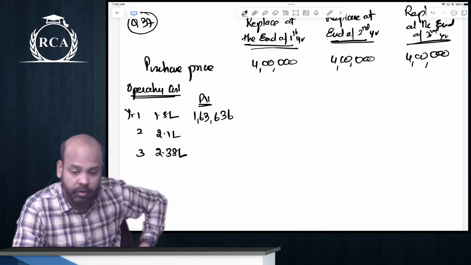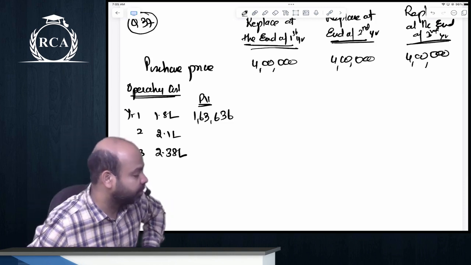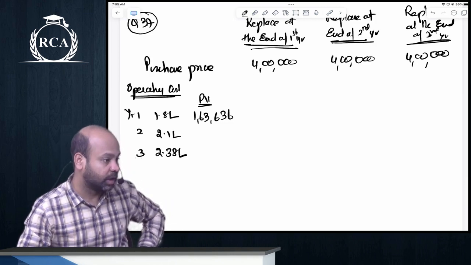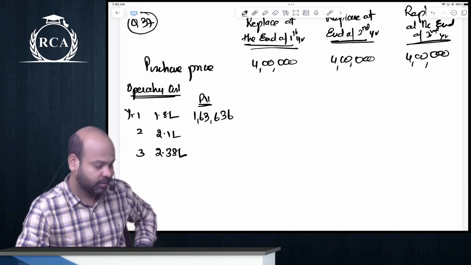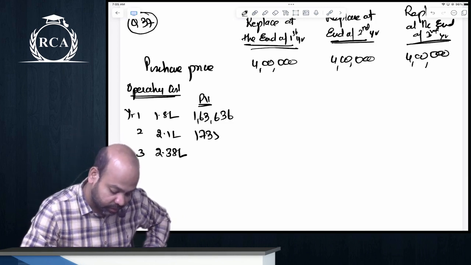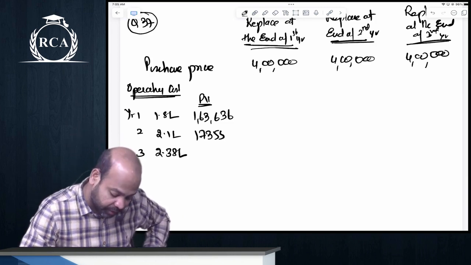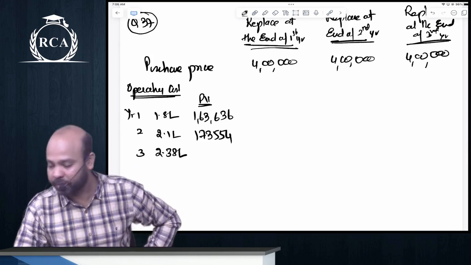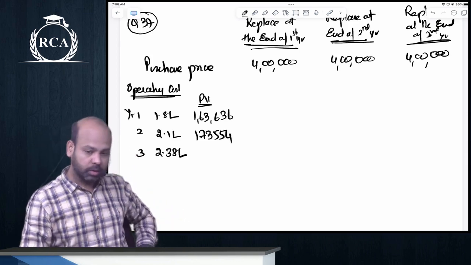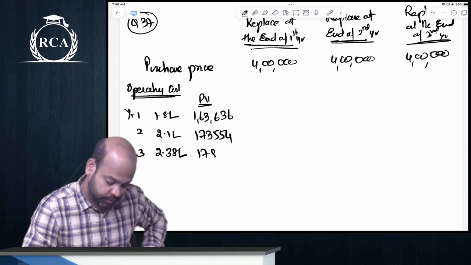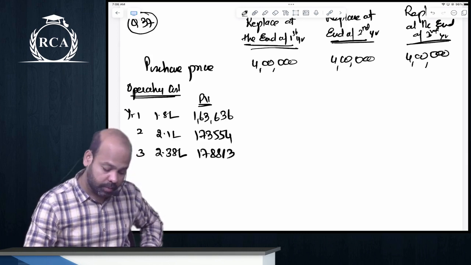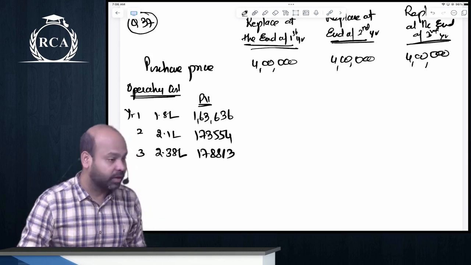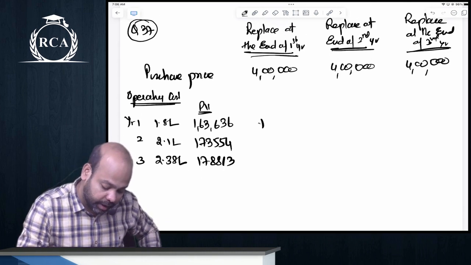Next, 2,10,000 divided by 1.1 whole square, guys, without yawning. 1,73,554. 2,38,000 divided by 1.1 whole cube. 1,78,813. Now tell me, this 1,63,636, you will definitely incur in the first case.